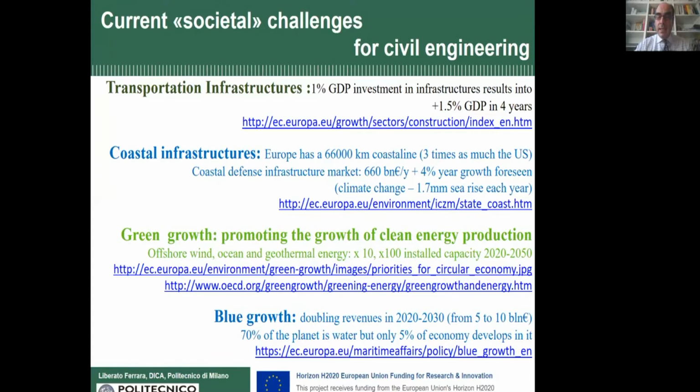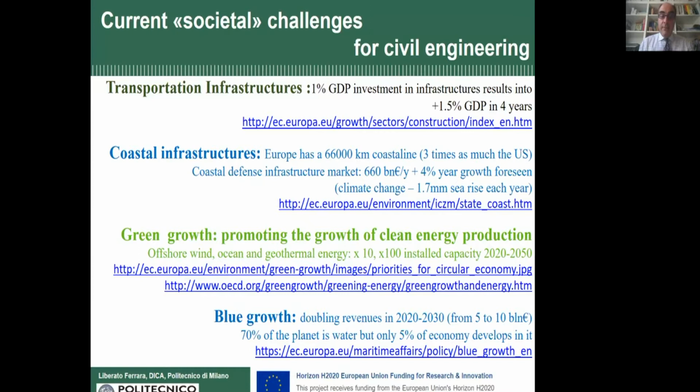Coastal infrastructures, coastal protection, Professor Pillai was mentioning it before. And from our perspective, European point of view, Europe has 66,000 kilometers coastline, which is three times as much the coastline of US. And big problems may come from climate change and from the sea rise level. And also with the transition towards a carbon neutral society, we have to promote the growth of clean energy production, going, for example, for harvesting offshore wind, ocean, and geothermal energy.